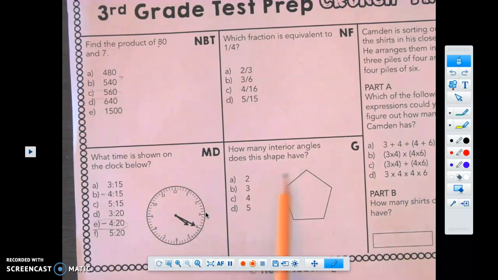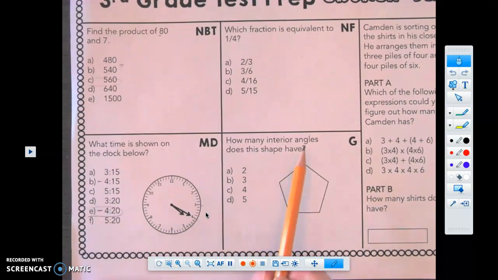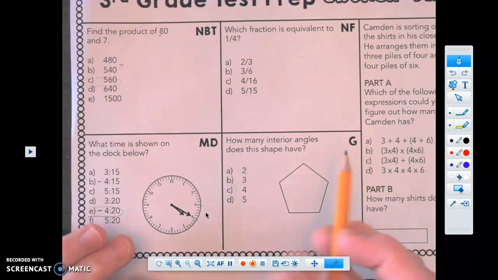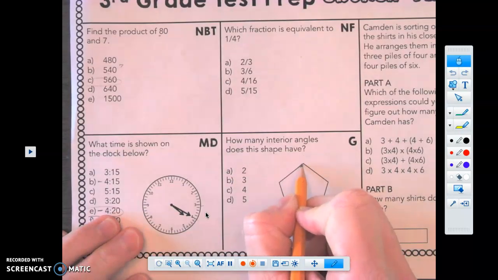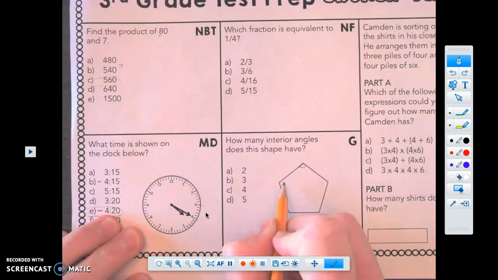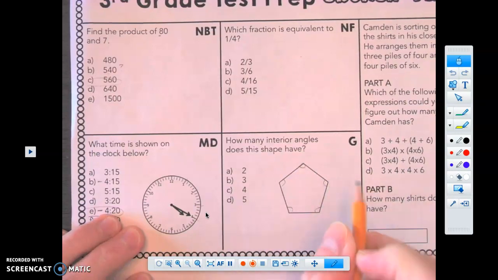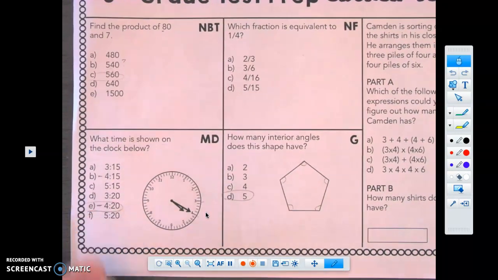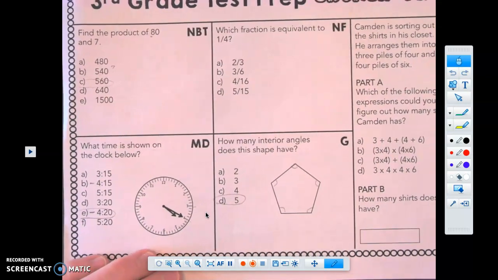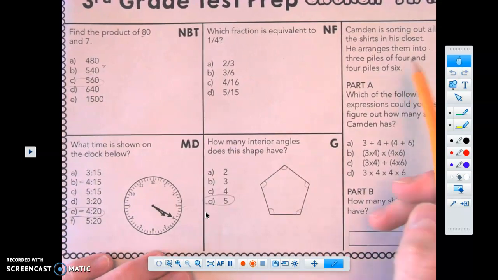Let's jump over here. How many interior angles does this shape have? So this is the angle between this line and this line. So there's 1, 2, 3, 4, 5. All right, there are 5 interior angles right there. We have another one up here. I'm going to jump over here.